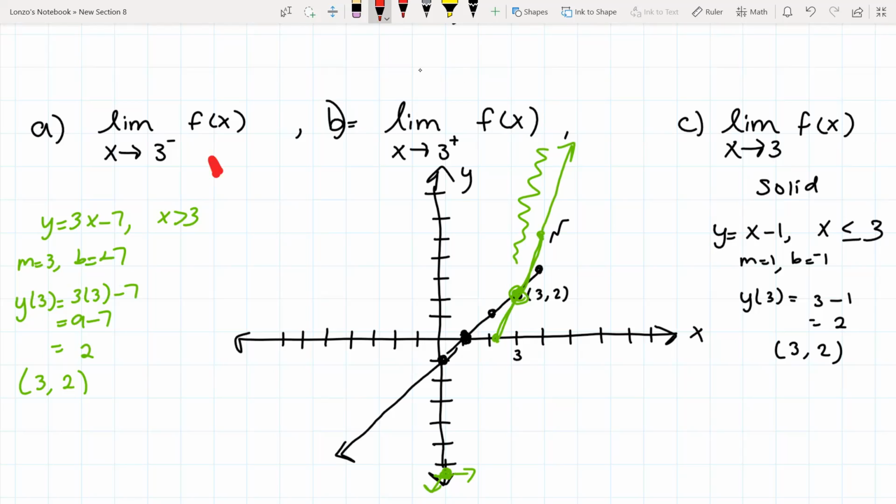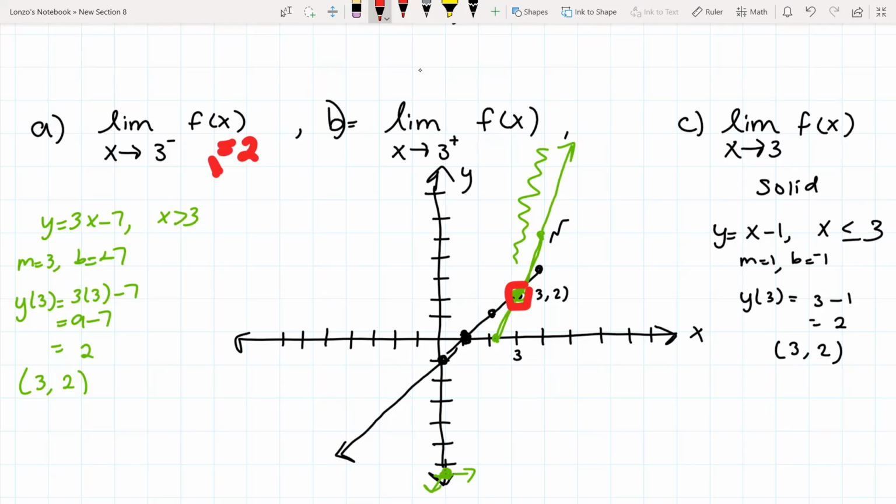So what's the limit as x approaches 3 from the left in part A? This is not -3, this is 3 from the left. So what this is saying is, what is the y value as x approaches 3 from the left? Here's 3, and from the left it's this point, which is 2. This is going to be 2.